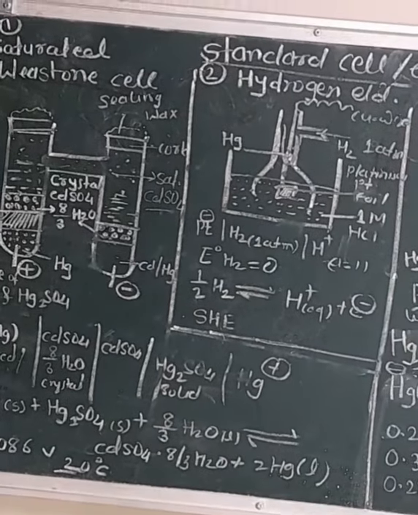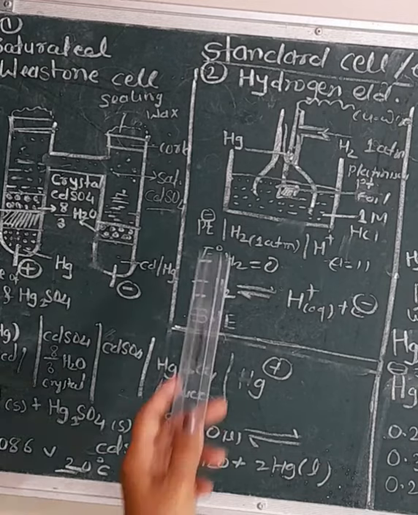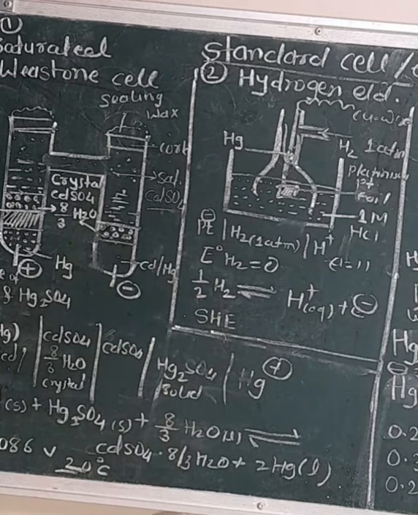Now we proceed toward the hydrogen electrode. So friends, this is the cell, because here is the combination of two electrodes, and this one is the electrode. This is the hydrogen electrode. Now for the hydrogen electrode, I just drew a very simple diagram regarding this.